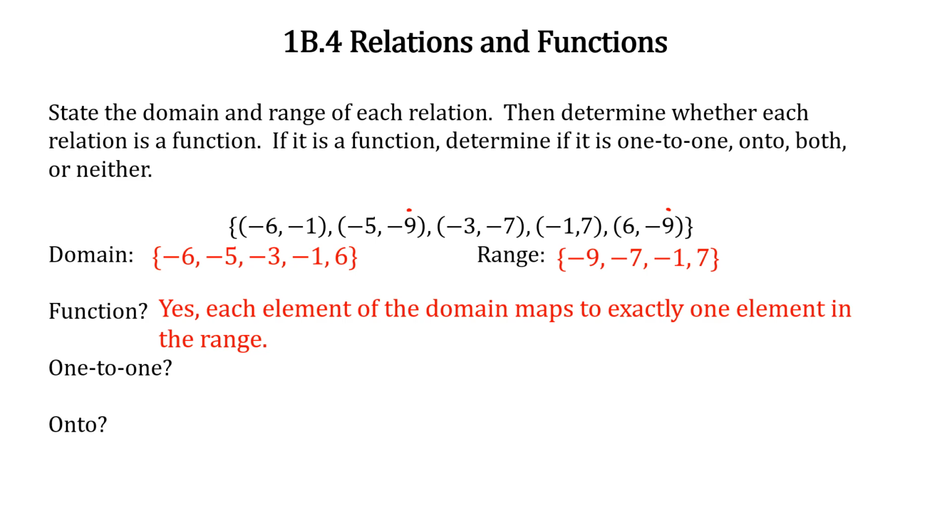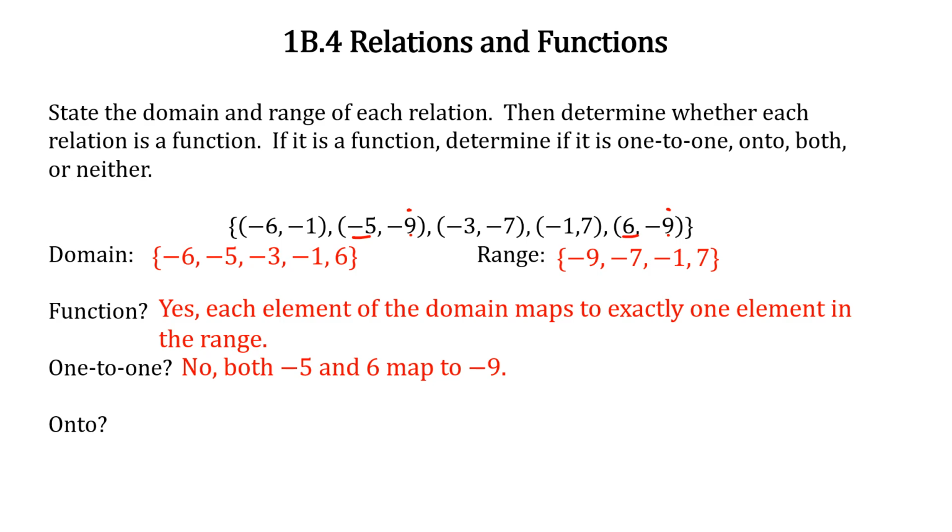Now, is it one-to-one? Well, as you can see, -5 goes to -9, and 6 goes to -9. So no, both -5 and 6 map to -9. So each element in the domain does not go to a unique element in the range. Still a function, because multiple x's can go to a single y. That just means it's not one-to-one.